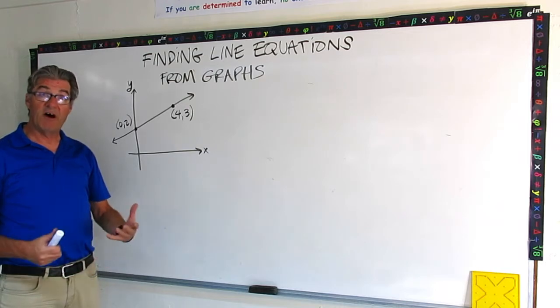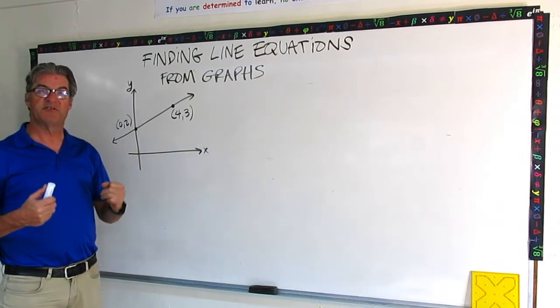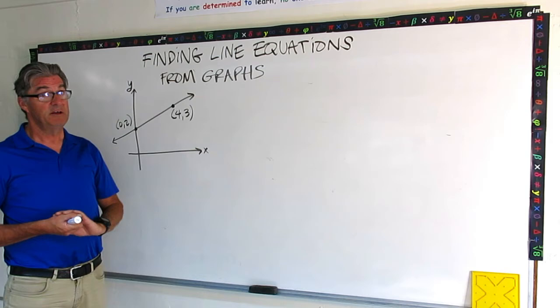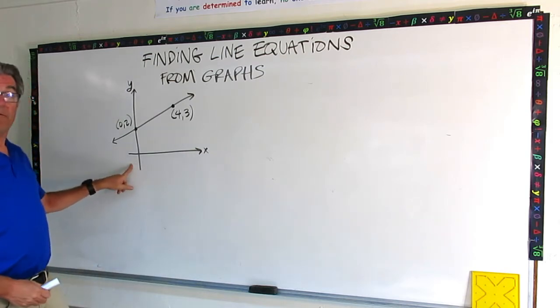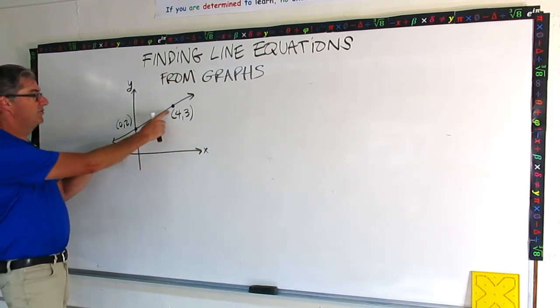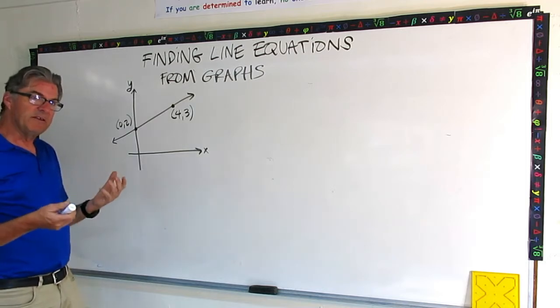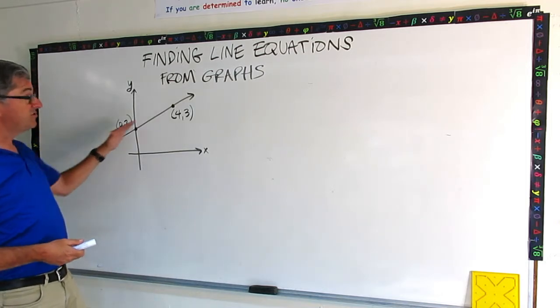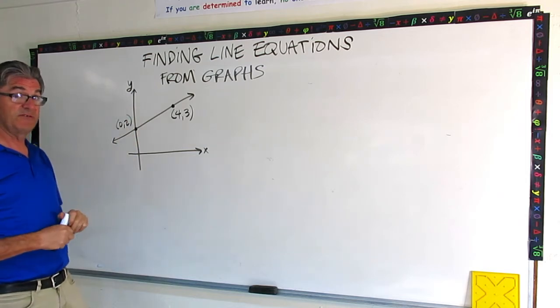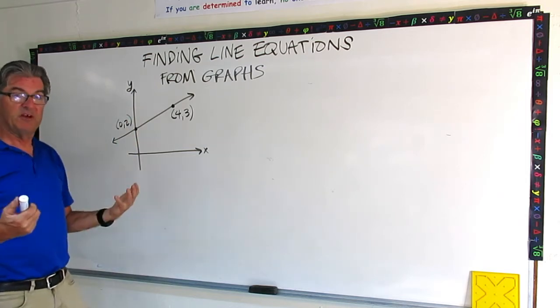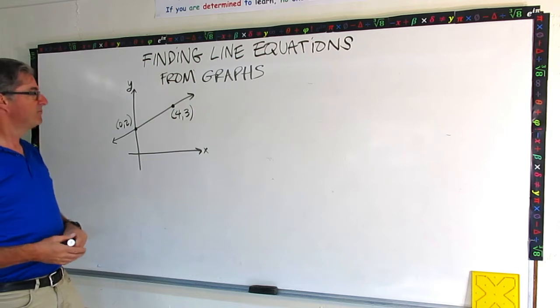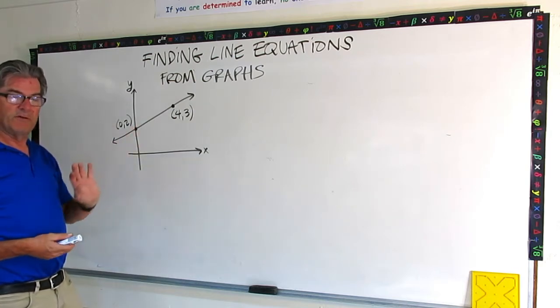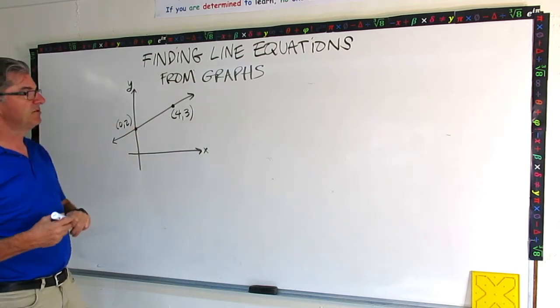Okay, now let's pull our line equations from a graph. Okay, so here's a graph. I'm showing you 2 points. And remember, the definition of a line is 2 points define a line. So this line is totally defined by the 2 points I've shown you on the graph, which means we can make equations for it.